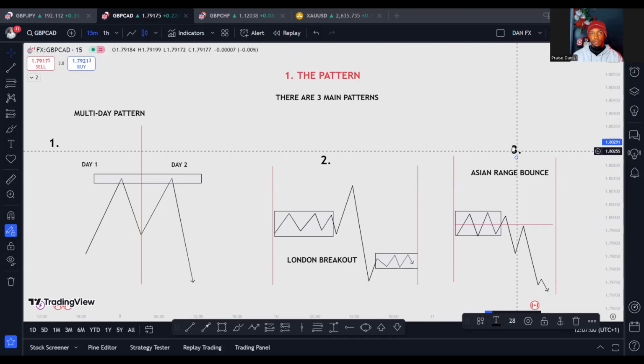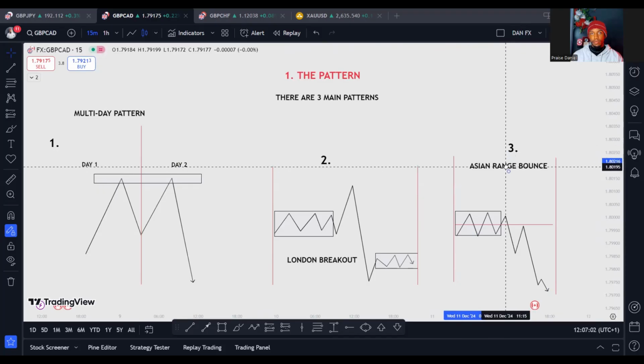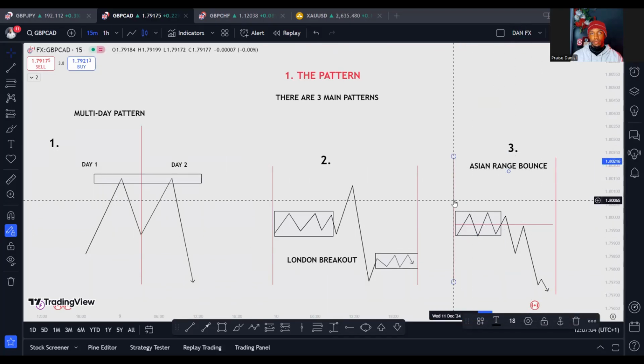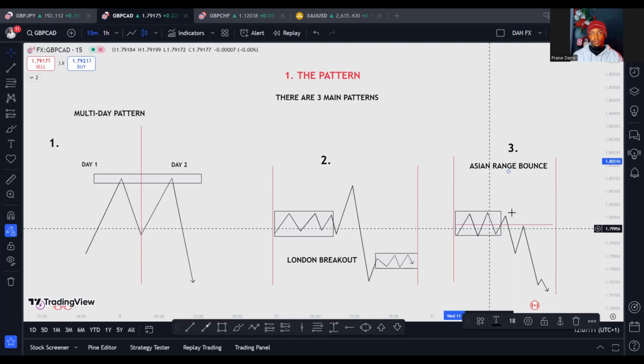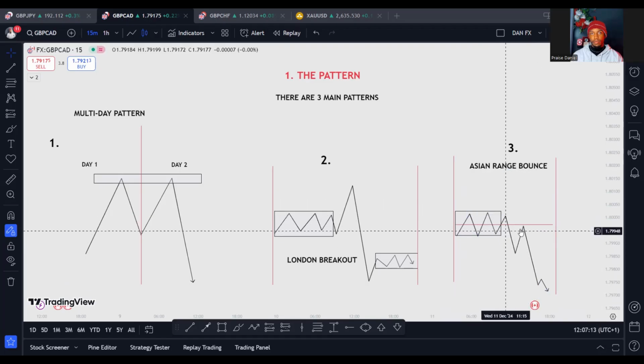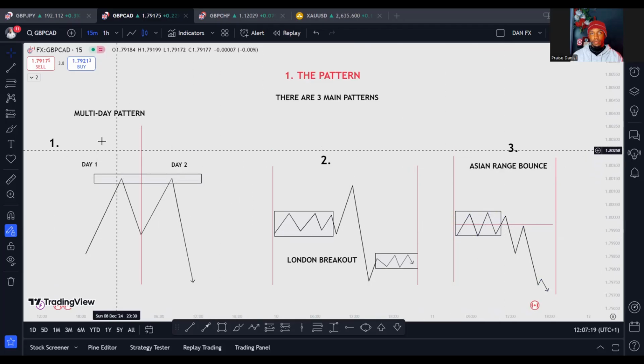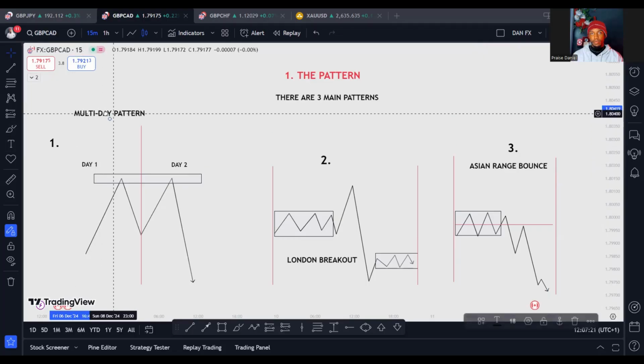The third pattern is what I call the Asian range bounce. It's also a 24-hour pattern, like it works from the start of the day to the end of the day. This is more of a trend following pattern. So regarding this one, you need to fully understand where you are in the trend and levels and all that. But the first one I'm going to be explaining is the multi-day pattern.